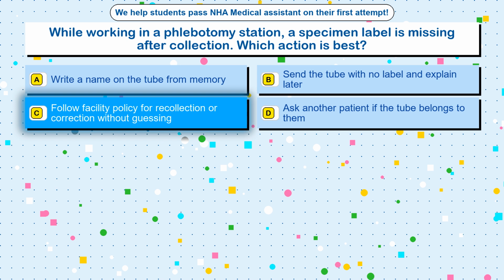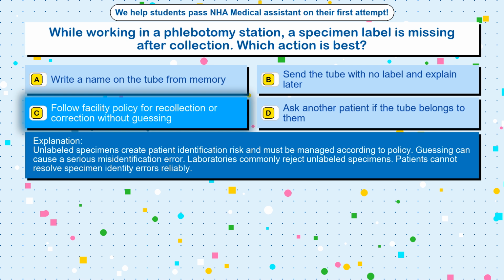Follow facility policy for recollection or correction without guessing. Unlabeled specimens create patient identification risk and must be managed according to policy. Guessing can cause a serious misidentification error. Laboratories commonly reject unlabeled specimens. Patients cannot resolve specimen identity errors reliably.